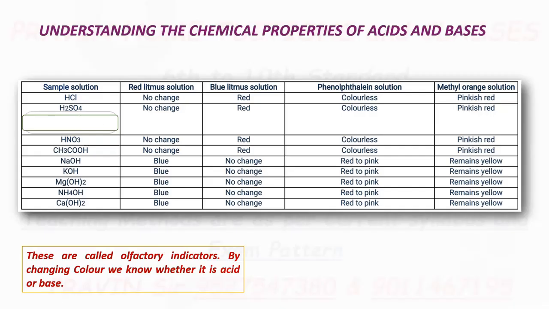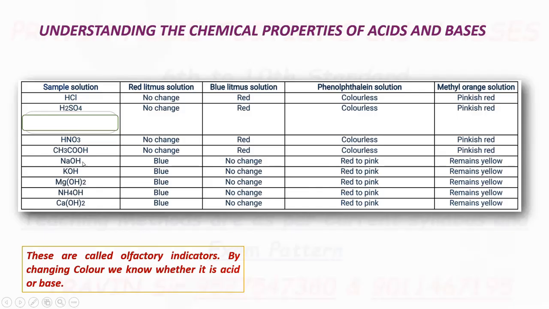H2SO4, HNO3, CH3COOH, all these are acids because blue litmus paper or blue litmus solution turns red. Phenolphthalein remains colorless. Methyl orange added, solution becomes pinkish red. They are acid in nature. Acid shows this phenomenon.